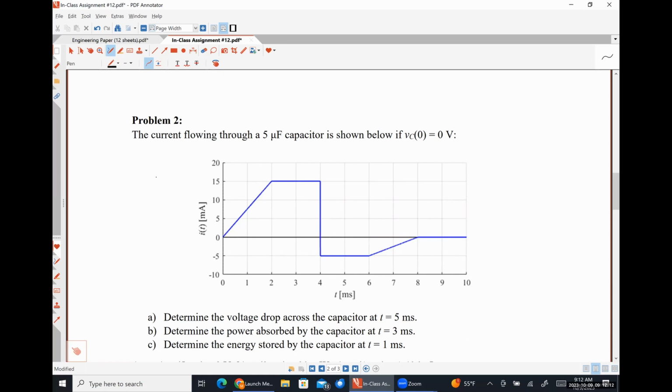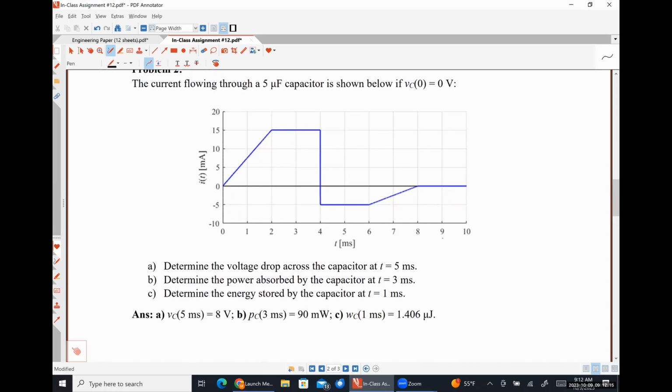All right, so we have this graph related problem where we are told that the current flowing through a 5 microfarad capacitor is shown below, if VC at t equals 0 is equal to 0 volts. And I ask you for the voltage drop at a particular time, the power absorbed at a particular time, and the energy stored at a particular time. So let's start with part A. We want the voltage drop and we're given the current.